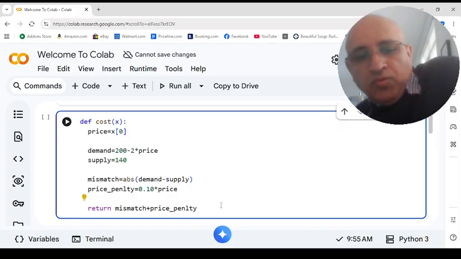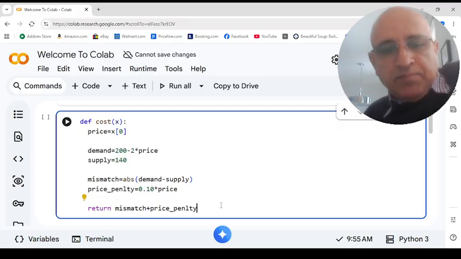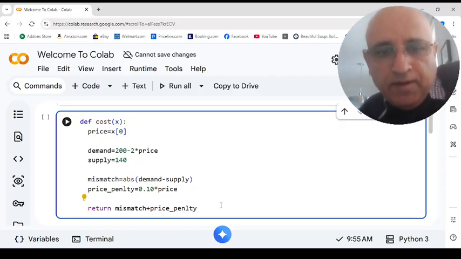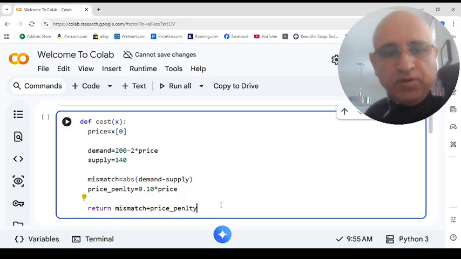Of course, we want to minimize the mismatch between demand and supply and the price penalty, in the sense that if the price is too high, there should be a penalty for that. So we want to minimize the mismatch plus price penalty.